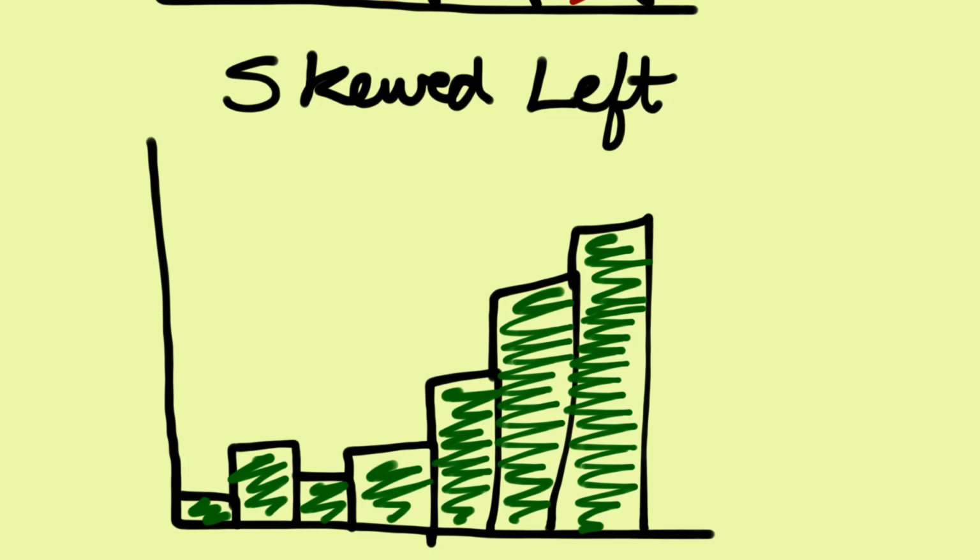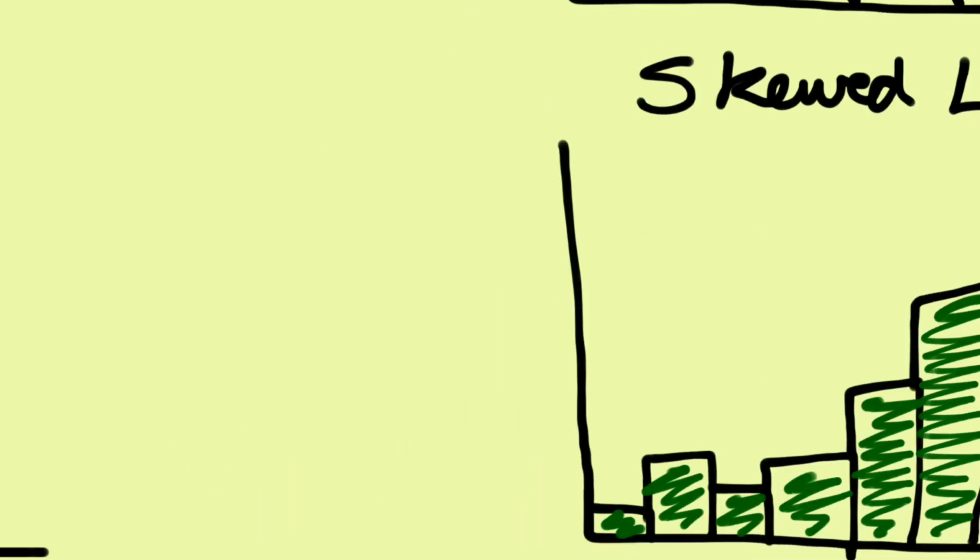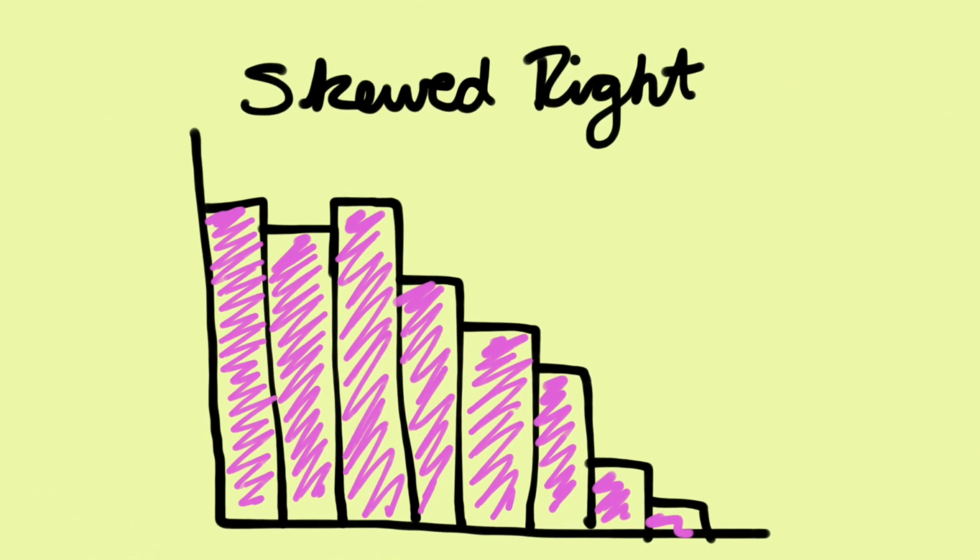But skewed left means that most of the data is going to be on the right-hand side, and there's not much on the left. So if it's skewed left, it looks like this. And skewed right would be the opposite, where most of our data is on the left-hand side.